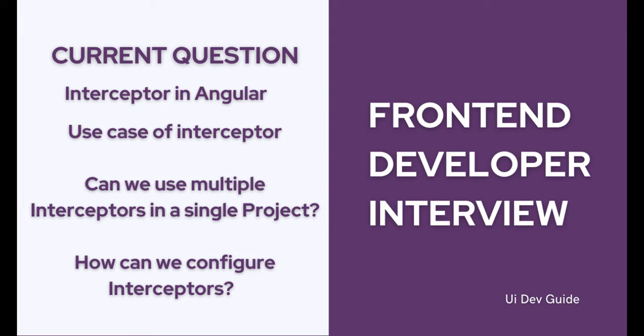Okay. So in your project, have you done any API calls as well? Yeah, I have done API calls. Okay. So suppose I want to add something to every API. Suppose I have one header, and I want to add that header to every request. So how can I do that? Do you know about it?